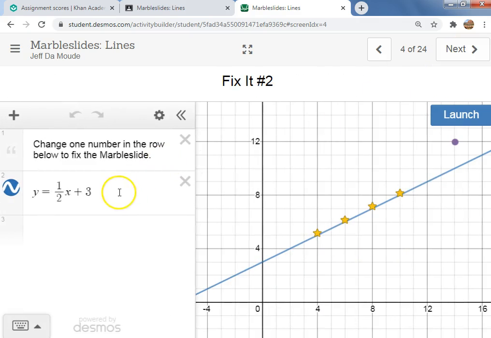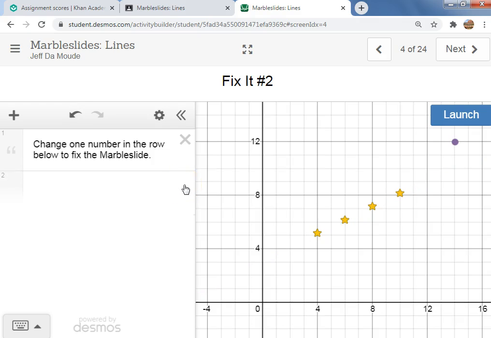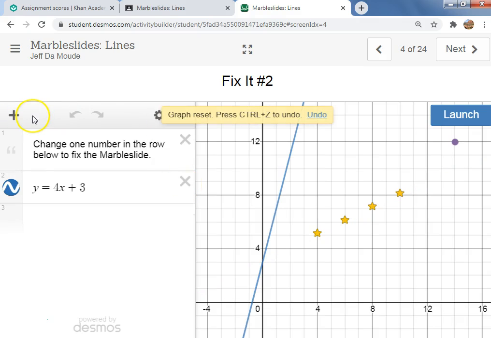Because watch what happens. Let's say I totally mess up, like, oh no, I messed up, so I'm going to hit reset, and this is where it started, okay? So you'll notice this has a slope of 4, which means from here it goes up 4 and over 1, and up 4 and over 1.